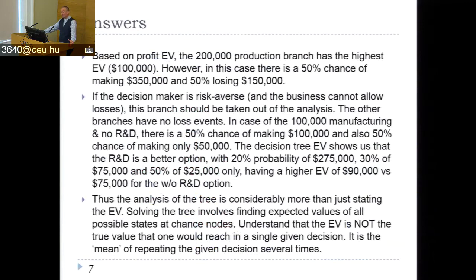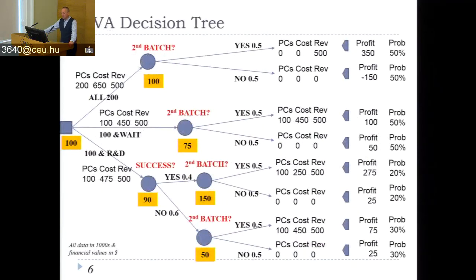The decision tree in this case shows us that the R&D is a better option, with a 20% probability of 275,000, 30% of 75,000, and 50% of 25,000 as a result. Once again, on the expected values, we can see that the expected value for the 100 and R&D is 90, while the expected value for the 100 and wait is 75. So once again, the decision tree analysis means that you have to describe in detail the outcomes of the various pathways.